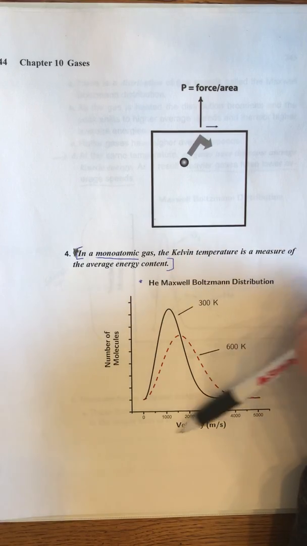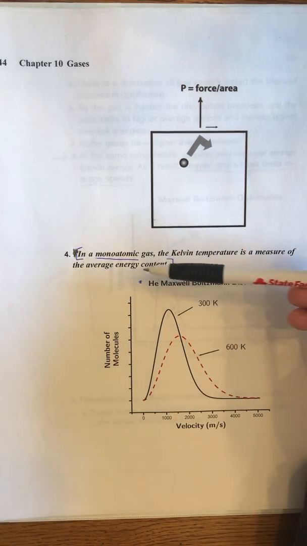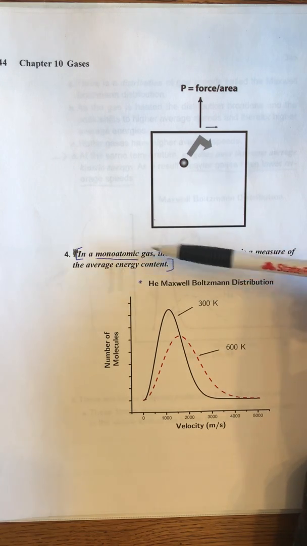Okay, so down here, we're going to have to be able to read lots of Maxwell-Boltzmann distribution charts. This is supposed to represent a monatomic gas.